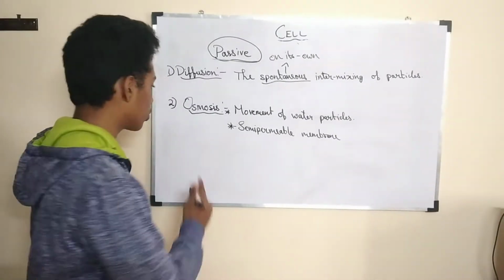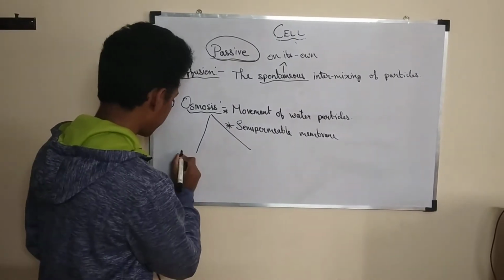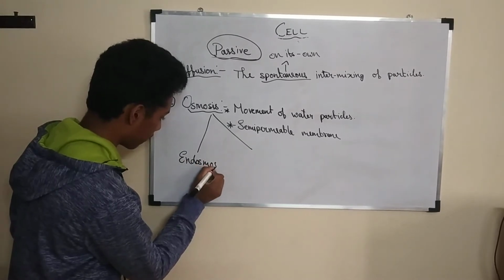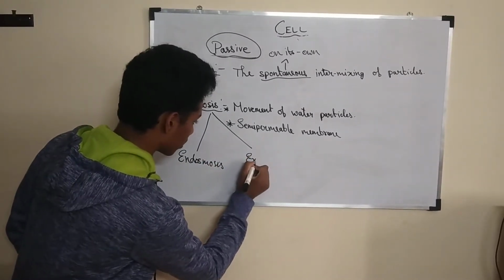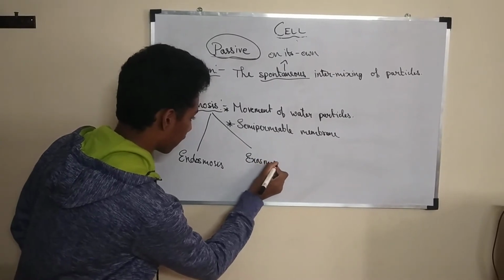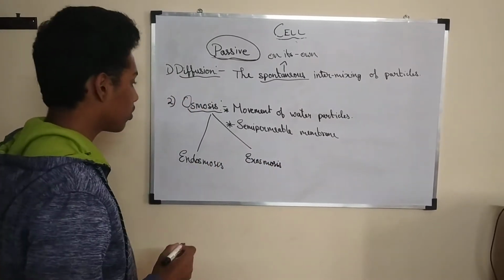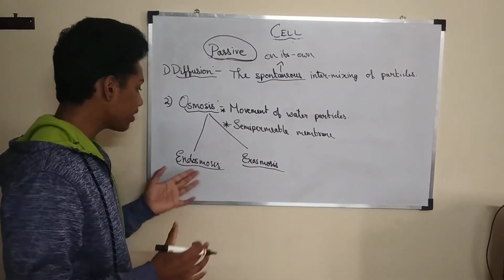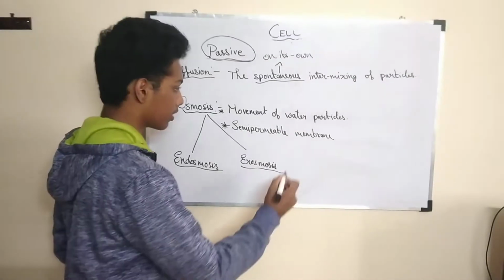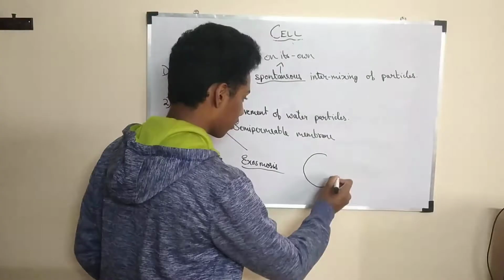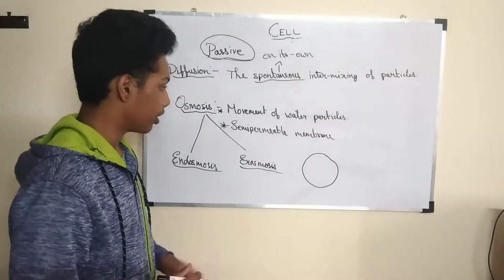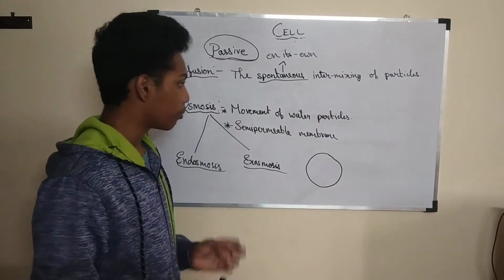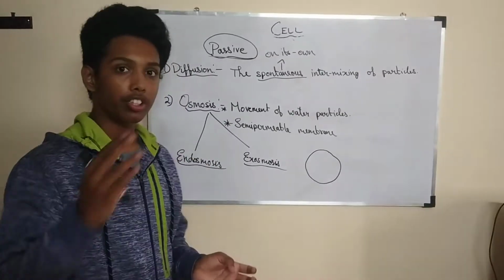Now there are two types of osmosis. One is endosmosis, and the other is exosmosis. Let me explain endosmosis. Think of a cell like this. This is a cell, and it is placed in a solution. According to osmosis, the definition is the movement of water particles from higher concentration to lower concentration.